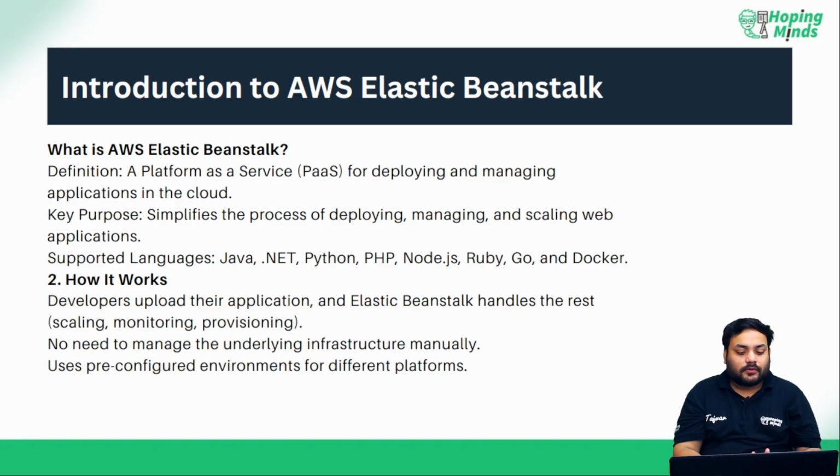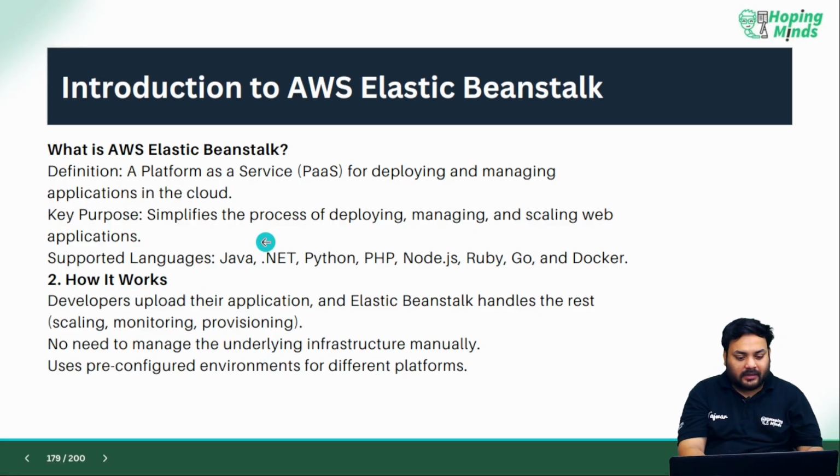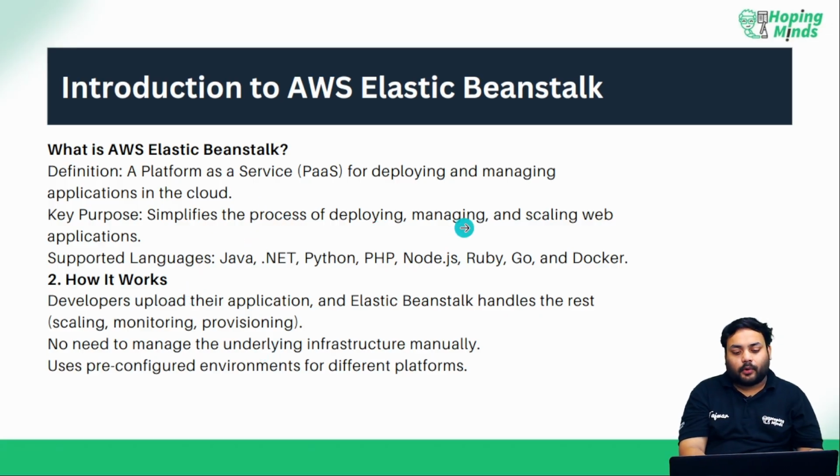As you can see over here, it simplifies the process of deploying, managing, and scaling web applications. This is what I've told you, and it supports almost all the things like Java, .NET, Python, PHP, Node.js, Ruby. So it has lots of options. And the next thing is how it actually works. Developers upload their application, and Elastic Beanstalk handles the rest of the things. This is what I have actually explained to you.